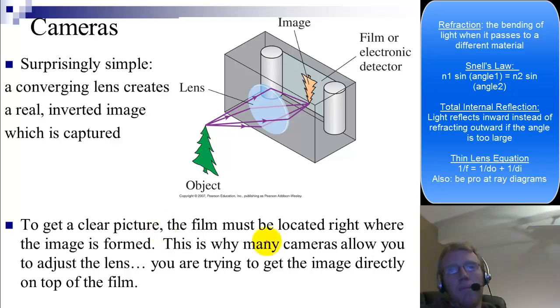So to get a clear picture, you want the film to be located at exactly where the image is formed, which is not always in the same place, right? If you change the object that you're looking at, it's going to change where the image forms. So many cameras allow you to adjust the lens to get the image in focus. What you're actually doing is changing the distance from the lens to the back of the camera, and that allows you to line it up so that the image is right in focus and formed right there on the surface, and you get the best picture possible.